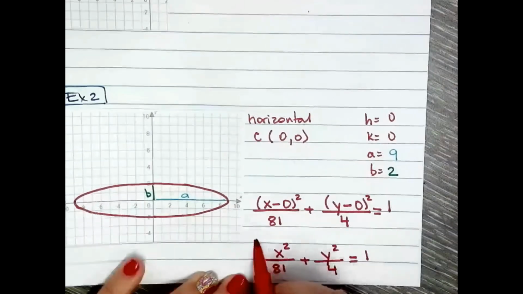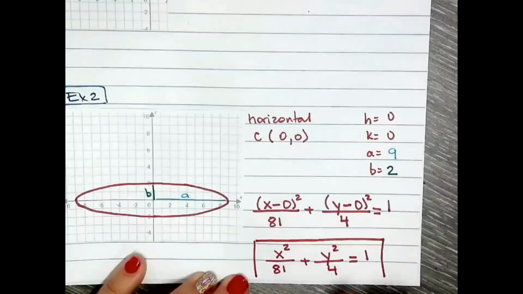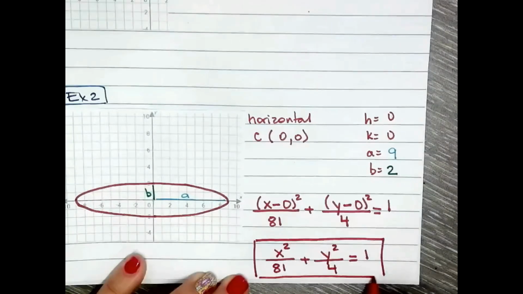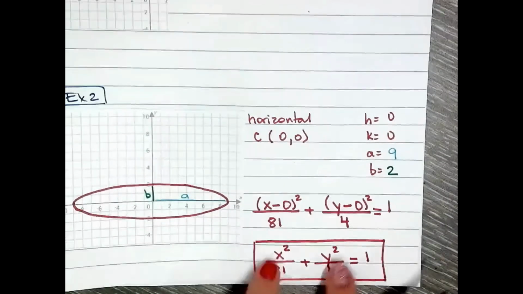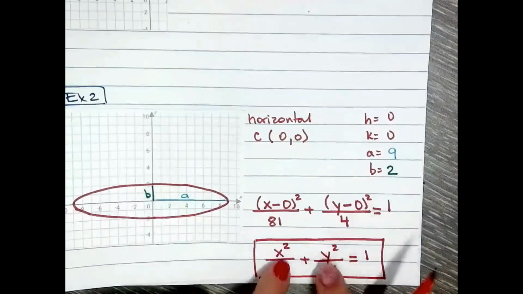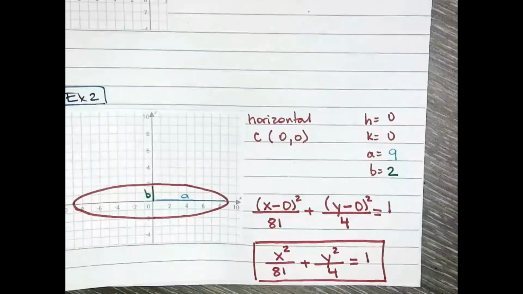Okay? So every time your circle or your ellipse is at the center or at the origin, you need to clean that up. That doesn't look pretty. So make it nice, neat, and cleaned up.